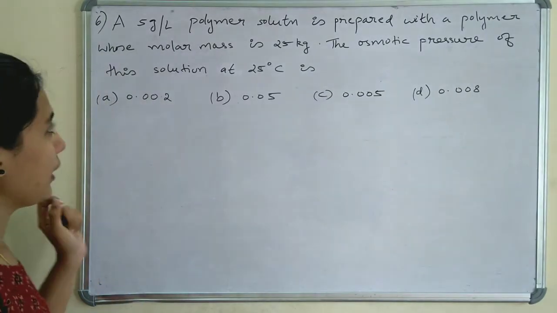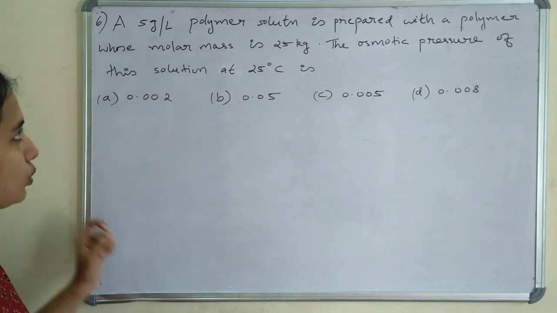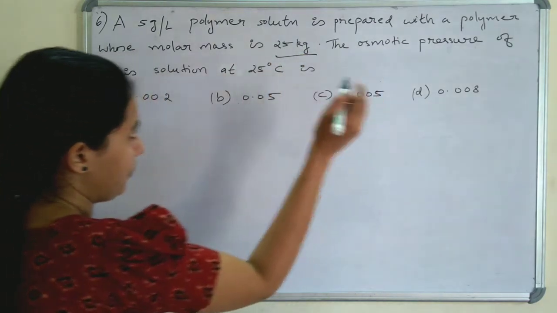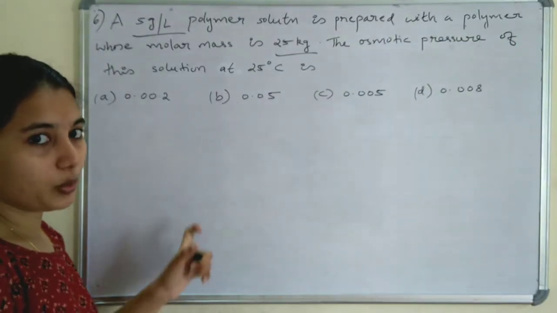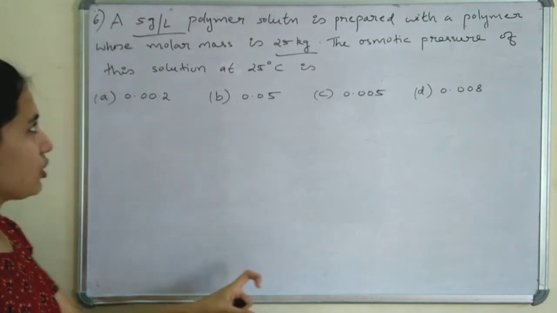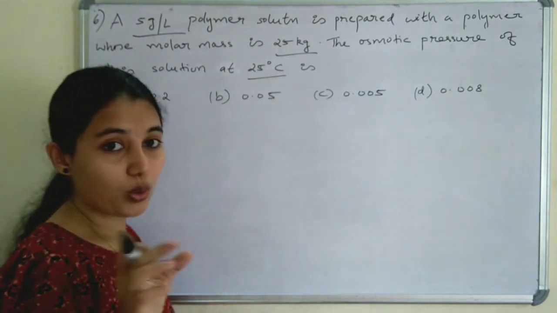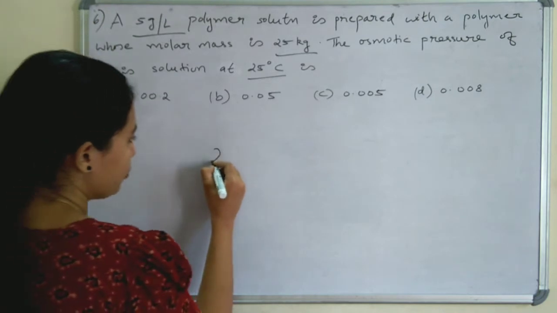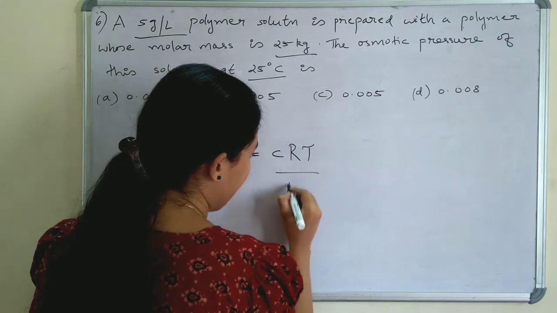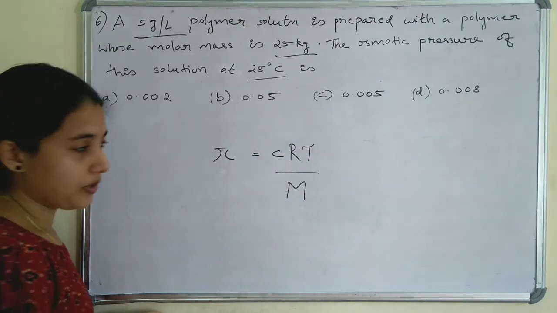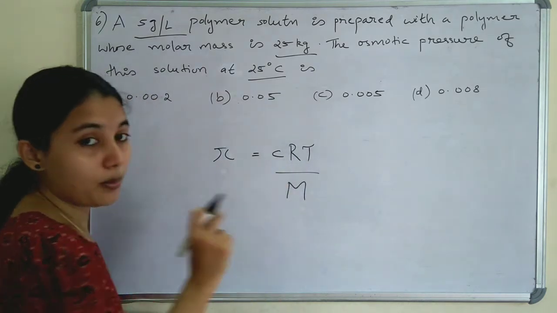So the sixth question is, a 5 gram per liter polymer solution is prepared with a polymer whose molar mass is 25 kg. So the given concentration is 5 gram per liter and the molar mass is 25 kg. The osmotic pressure of this solution at 25 degrees Celsius is, so we have to find the osmotic pressure. So the equation for osmotic pressure is pi equal to CRT by M. So pi is the osmotic pressure, C concentration, R gas constant and T temperature and M molar mass.